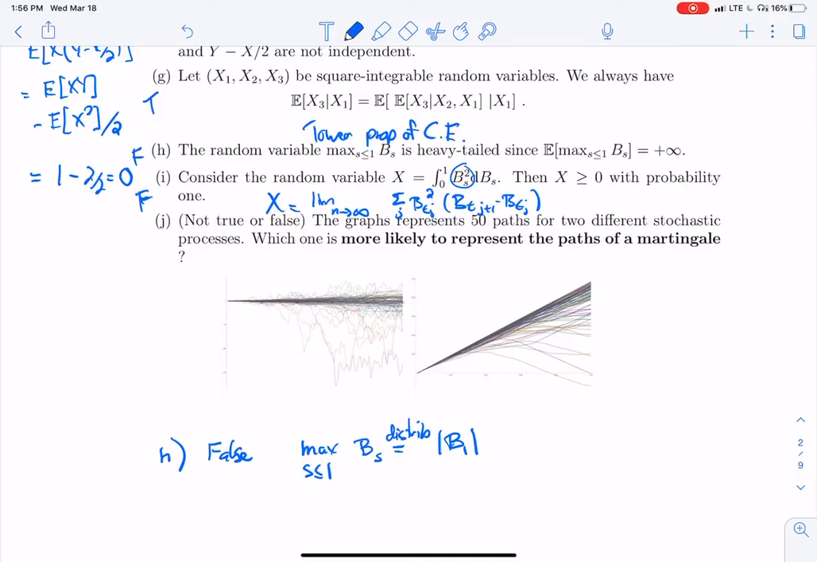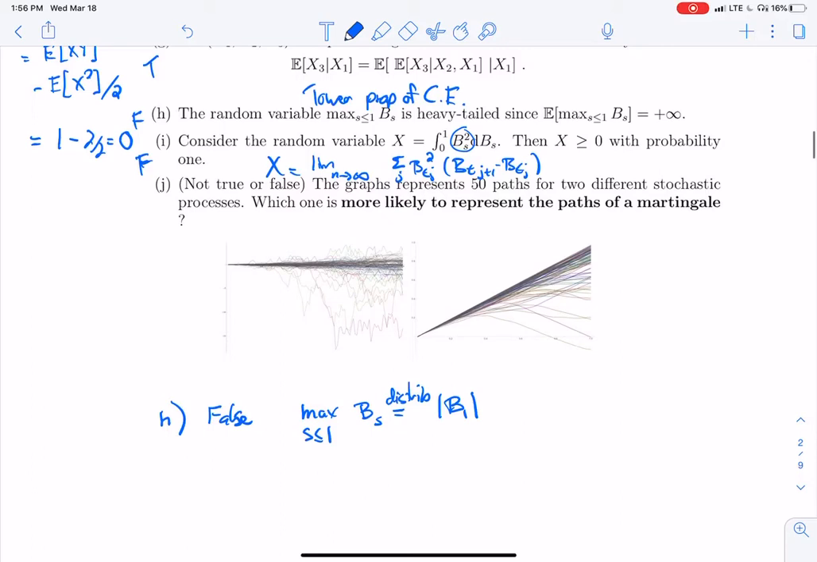Okay, and then the last one's not true or false, but it's a short answer. I have two graphs. They represent 50 paths of two stochastic processes. Which one is a martingale? Again, a martingale is constant on average. This guy, on average, if I look at all the paths, it's increasing. So this guy is a martingale. All right.